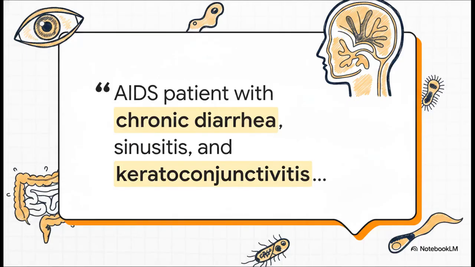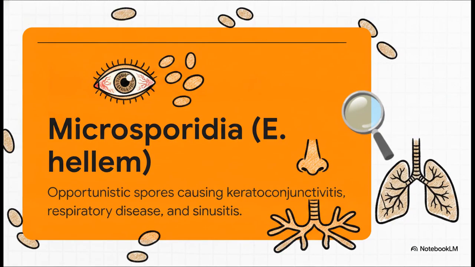Let's look at another classic clinical vignette. Say you have an AIDS patient presenting not just with chronic diarrhea, but they also have sinusitis and, quite specifically, keratoconjunctivitis, inflammation of the eye. Chronic diarrhea plus eye and sinus issues, that is a highly specific combination. And the answer to that vignette is Microsporidia. Specifically, we're talking about the E. hellem strain. Microsporidia are these tiny, opportunistic, intracellular spore-forming protozoa. And here's the distinction to remember. While the E. bieneusi strain mostly just causes diarrhea, E. hellem specifically disseminates. That's what causes that signature keratoconjunctivitis and respiratory disease.